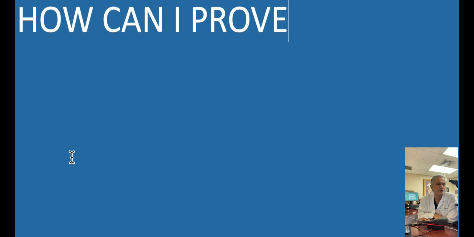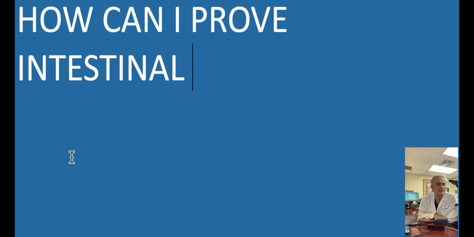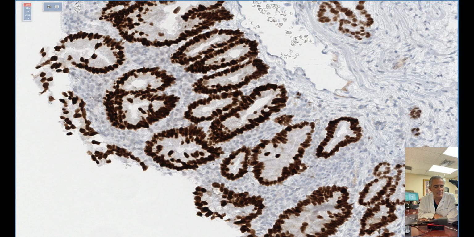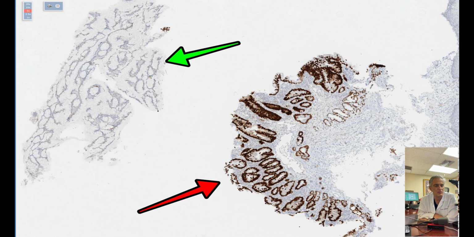How can I prove that intestinal metaplasia is present here, that there is intestinal differentiation? With this stain, CDX2. I did the CDX2, intense nuclear staining in the abnormal epithelium. And this slide, this picture shows something very important. If you stain the stomach or the cardiac type mucosa, they are CDX2 negative, with the exception of intestinal metaplasia.